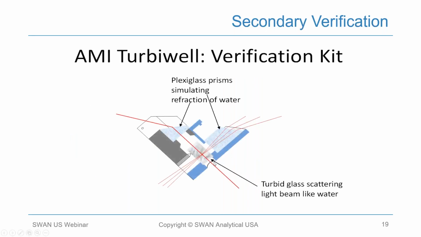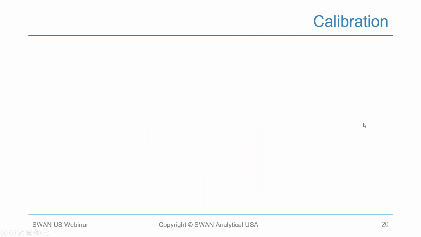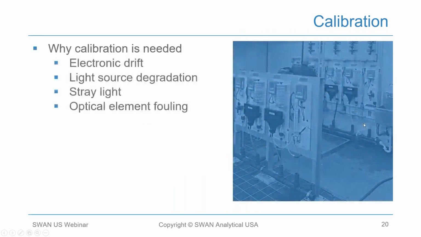As I said, this is a little bit different from the primary in that you slide the vial in the primary here, but this one has turbid glass that uses scattering of the light beam like water. The plexiglass prisms simulate refraction of the water. Those same prisms are there on the primary standard as well. This is the only difference between the primary and the secondary. Now, when we talk about calibration, let's talk about why it's needed.